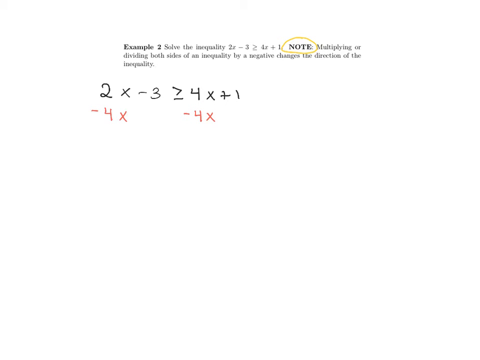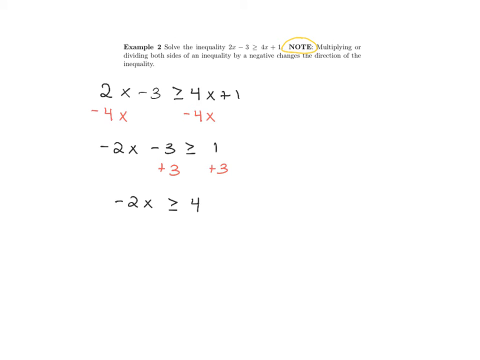And we get -2x minus 3 is greater than or equal to 1. Now I'm going to add 3 to both sides, and so we get -2x is greater than or equal to 4. So this is looking like what we did in example 1.